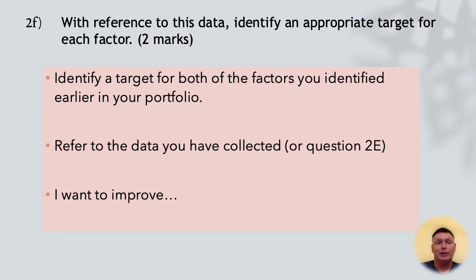So just to sum up, when you're answering this question, you need to identify a target for both of the factors that you identified earlier in your portfolio. You need to refer to the data you have collected, or you might want to look back at question 2E because you identified your strengths and weaknesses in that question as well. And the key phrase that should appear in both of the targets that you set is, I want to improve.